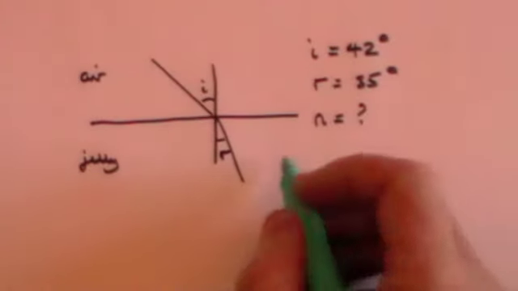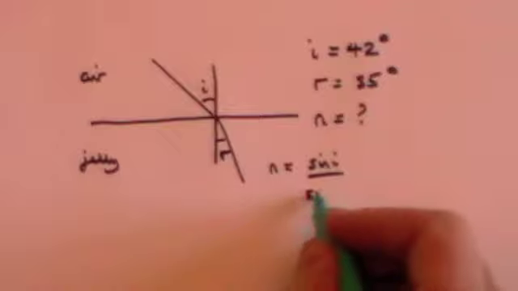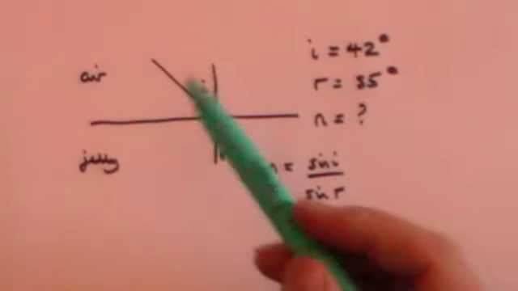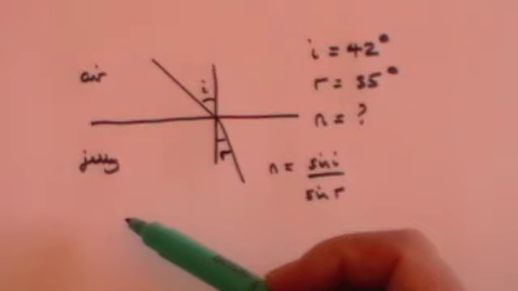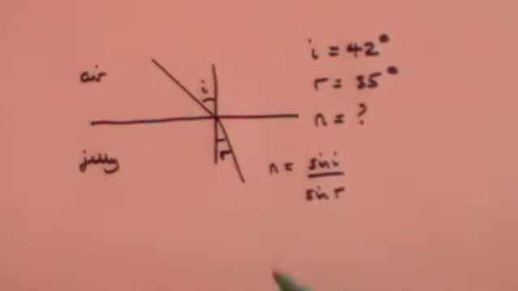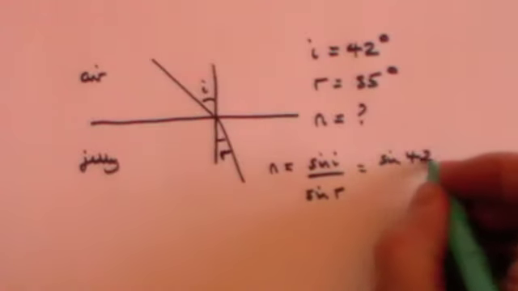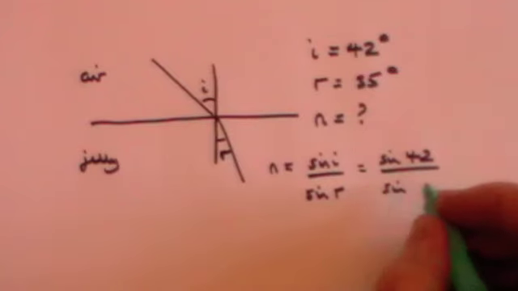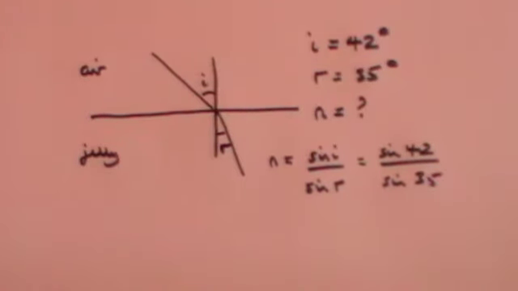Well, we know that the refractive index is equal to the sine of the angle of incidence divided by the sine of the angle of refraction, provided you're going from a less dense to a more dense medium. If you're going the other way round, then of course it's 1 over n, but we're all right here. So that's just going to be the sine of the angle of 42 degrees divided by the sine of the angle 35 degrees. For that you will need a calculator.